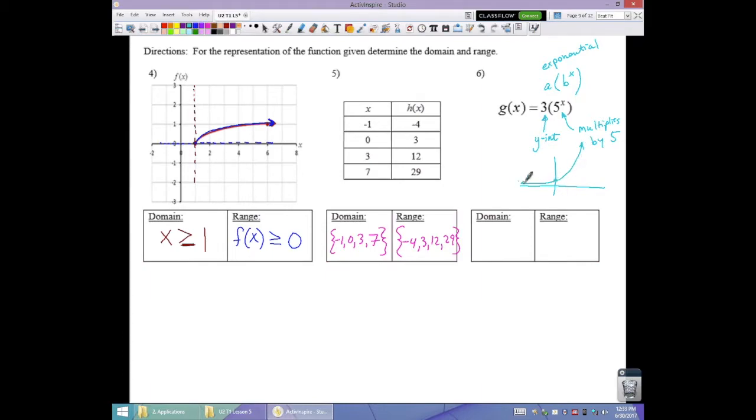This left side, if you recall, on an exponential graph, is infinitely close to the x-axis, but will never touch it. So the domain is all real numbers. The graph starts from negative infinity and continues to positive infinity. And the range, though, goes only the positive values, everything above the x-axis. So g of x can be everything greater than 0.